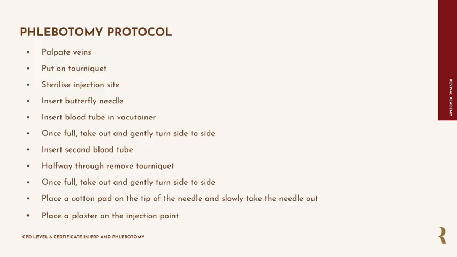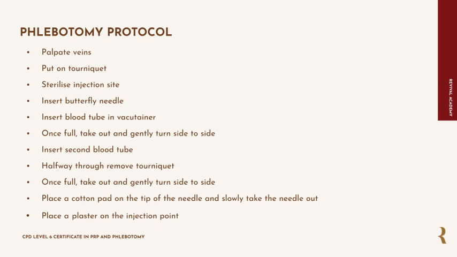Now, when it comes to the protocol, what are the steps of actually carrying out the phlebotomy? The first thing you want to do is palpate the vein. So you want to have a look, feel the vein, and then decide which is the best vein to pick and which is the best arm to go for. Then you're going to put the tourniquet on, which would make the veins a lot more prominent, a lot easier for you to find.